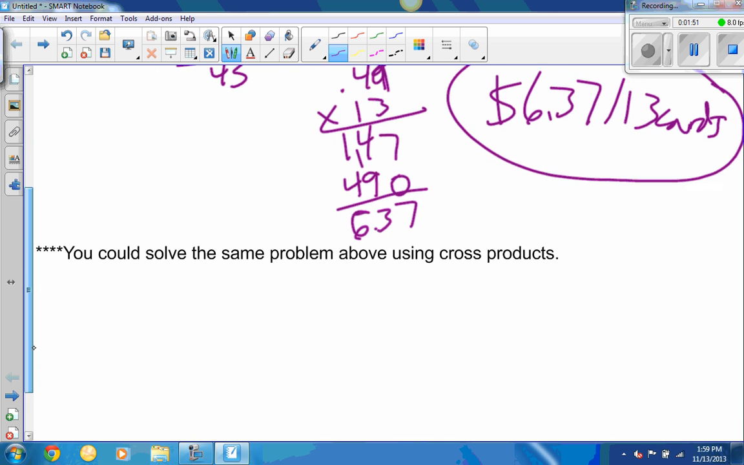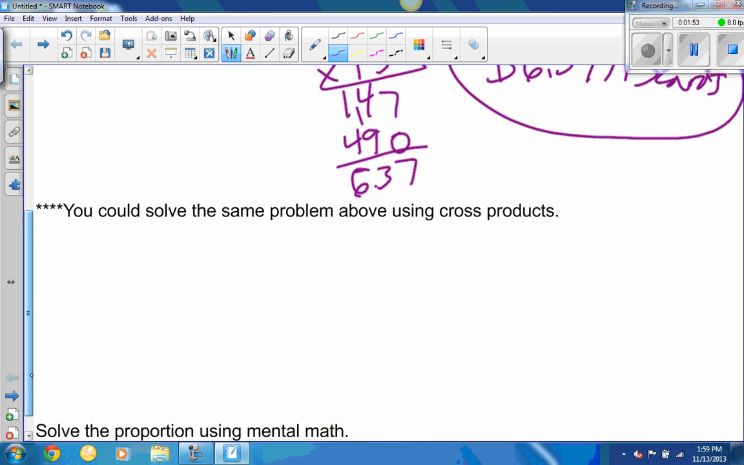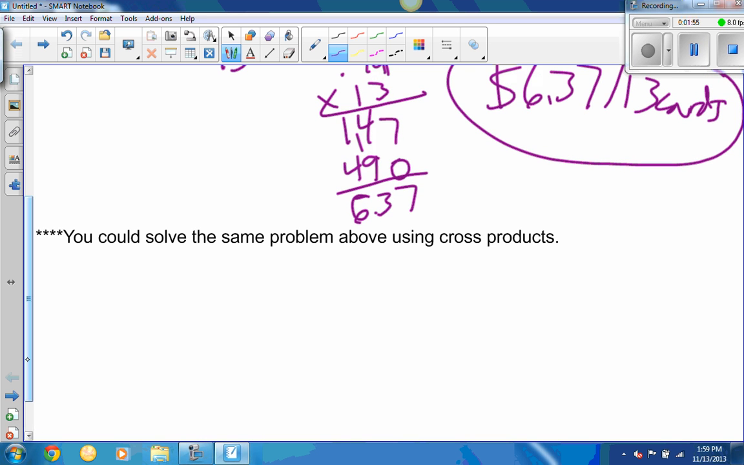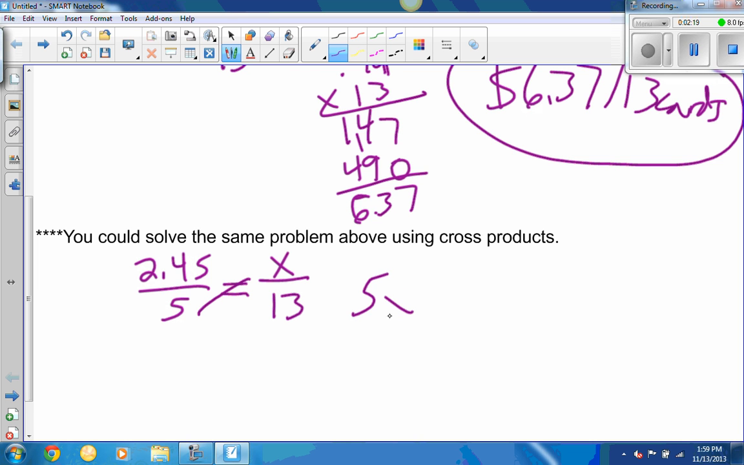So it says you could solve the same problem above using cross products. So we're still talking about I have $2.45 for 5 cards, but now I'm going to turn it into a proportion. So I want to know how much does it cost for 13. And 5 doesn't go into 13 evenly, so I can't really use mental math for that one. Sometimes mental math does not work, so I have to use cross products. So 5 times x is 5x. I'm going to set it up into a little equation.